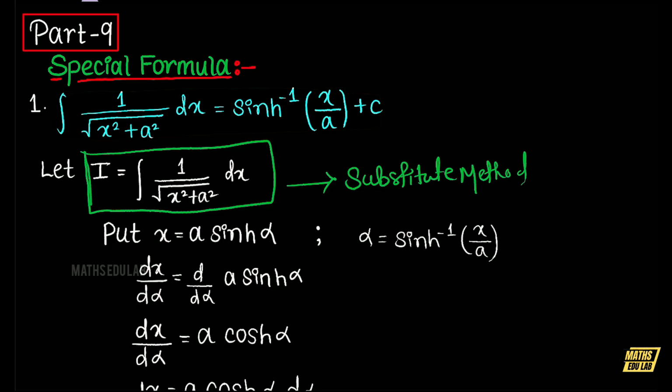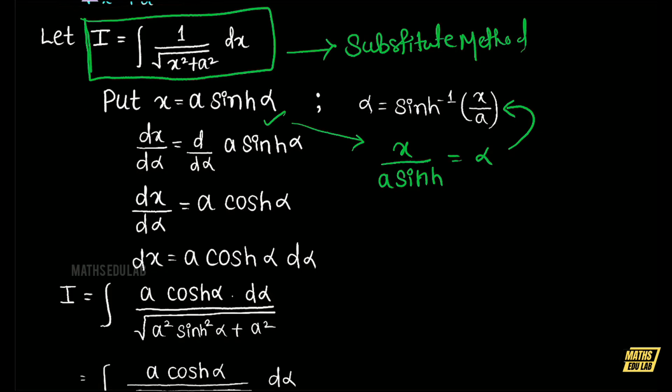First, if you see the right hand side, we have sine hyperbolic inverse. For that, I have taken the x value as a sine hyperbolic alpha, and then I can change it as x upon a sine hyperbolic equals alpha. For that I have written alpha equals sine hyperbolic inverse x upon a. Then here we have to do the derivative, so differentiate with respect to x.